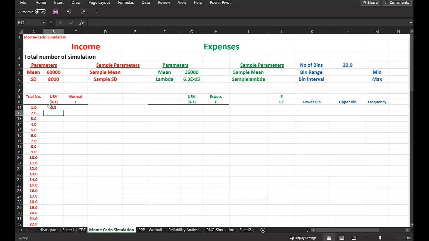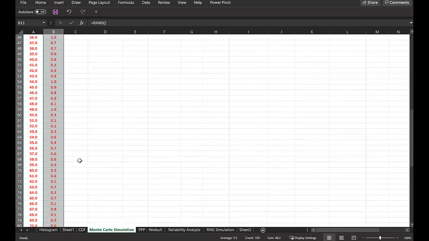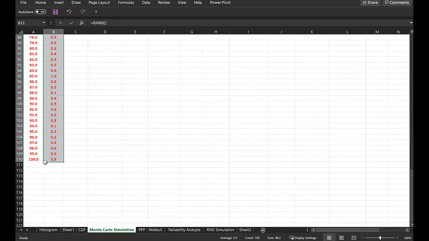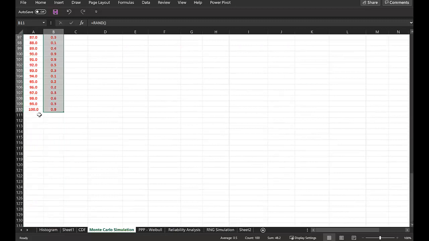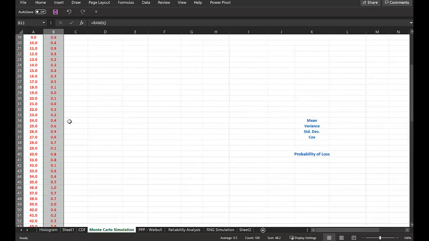So this is giving me a random number between 0 and 1. So let's calculate 100 such random numbers. We can go up to, so what is the first cell? This will start at 11, so we have to go up to 110. So this is the 100 numbers of sample we will have.